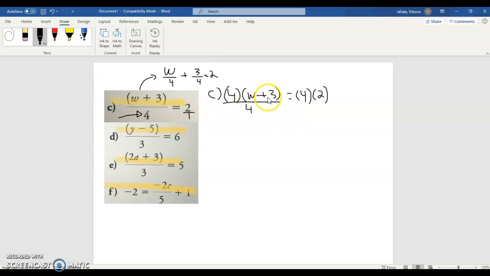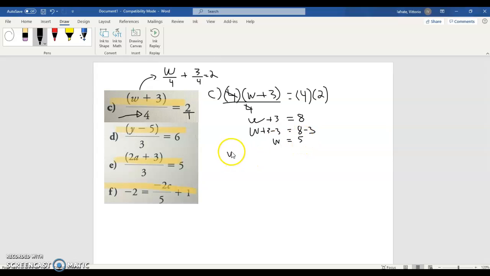So what we're going to do is simplify this. Since I have 4 in the numerator and 4 in the denominator, I can cross that out, because 4 over 4 gives you 1. And so we're going to end up with w plus 3 is equal to 4 times 2, which is 8. And now you can solve this like you would solve any equation. Just isolate your variables. So w plus 3 minus 3 is equal to 8 minus 3. And then 3 minus 3 is 0, so we get w is equal to 5.